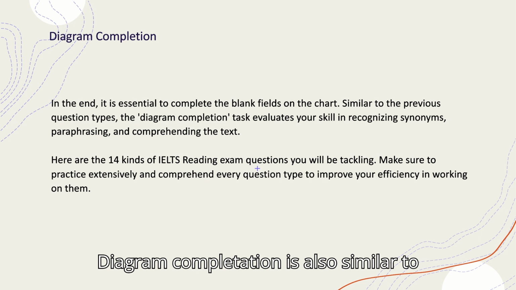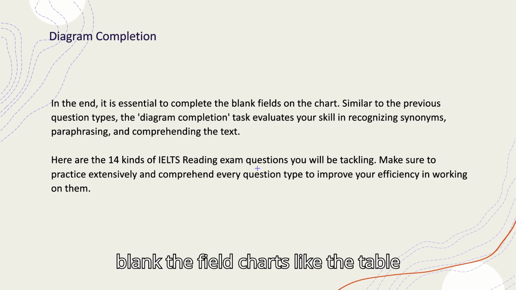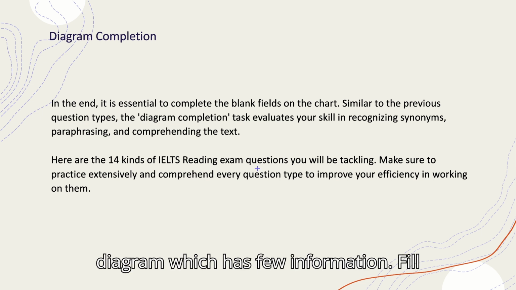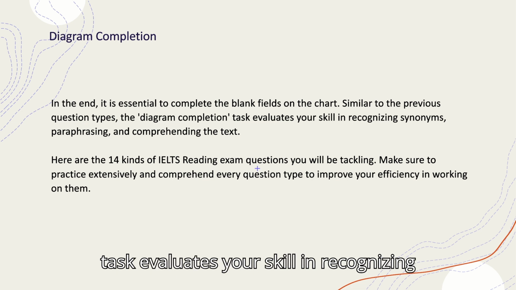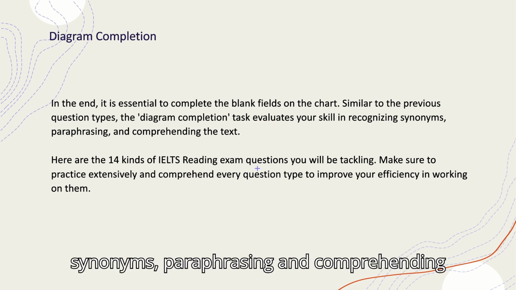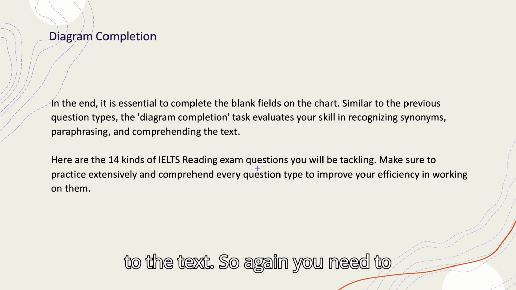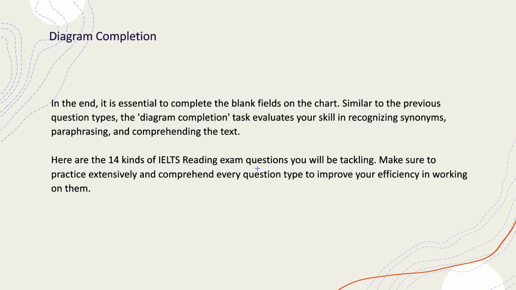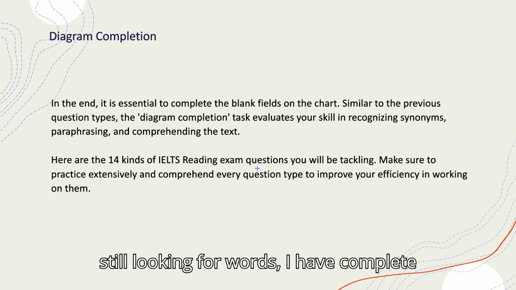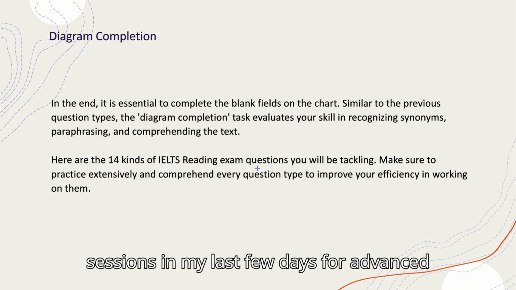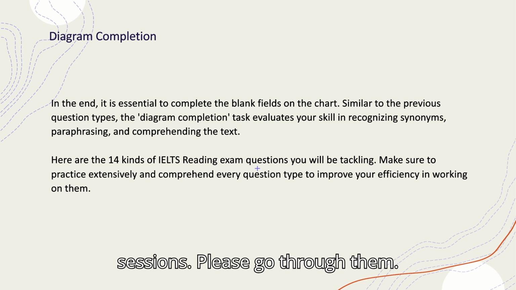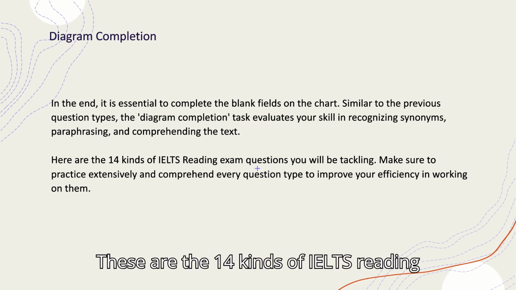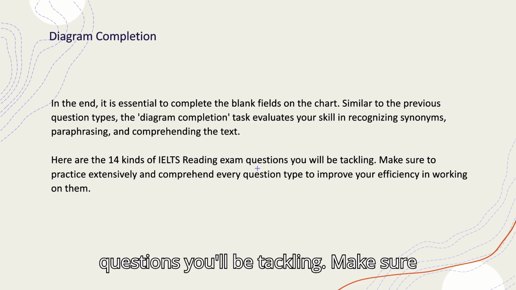Diagram completion is also similar to the fill-in charts like the table completion. They have given you a diagram which has a few pieces of information. Fill up the gaps. The diagram completion task evaluates your skill in recognizing synonyms, paraphrasing, and comprehending the text. So again, you need to have synonym and paraphrasing mastery. If you are still looking for words, I have complete sessions from my last few days for advanced words of IELTS, paraphrases, and synonym sessions. Please go through them. These are the 14 kinds of IELTS reading questions you'll be tackling.